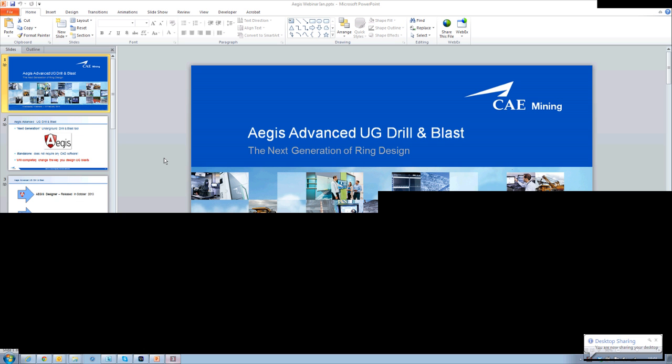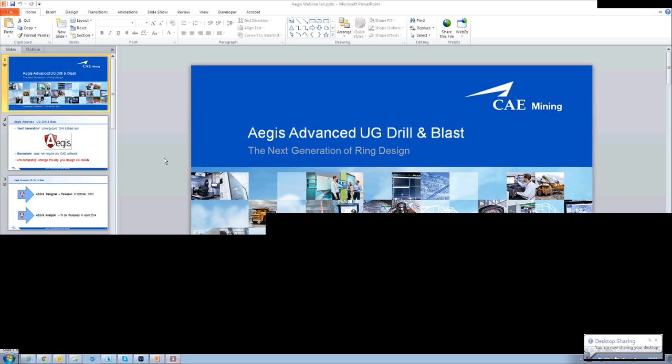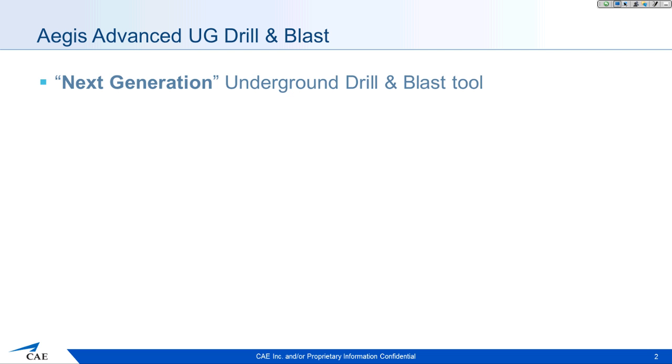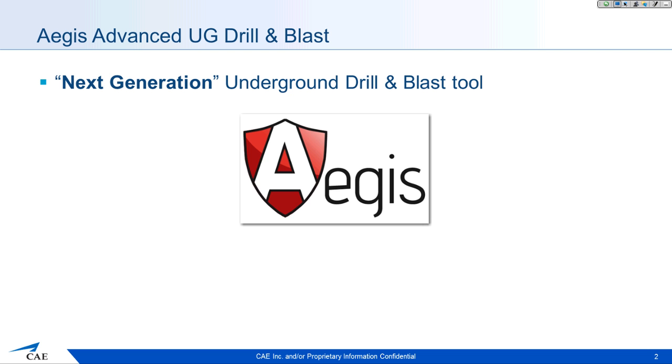Okay, so Aegis Advanced Underground Drill and Blast. Basically, Aegis is the next generation of underground drill and blast tool. Traditional underground drill and blast tools generally involve an application that is built on top of a CAD package or some other mine design CAD software, and then it helps you lay out rings.